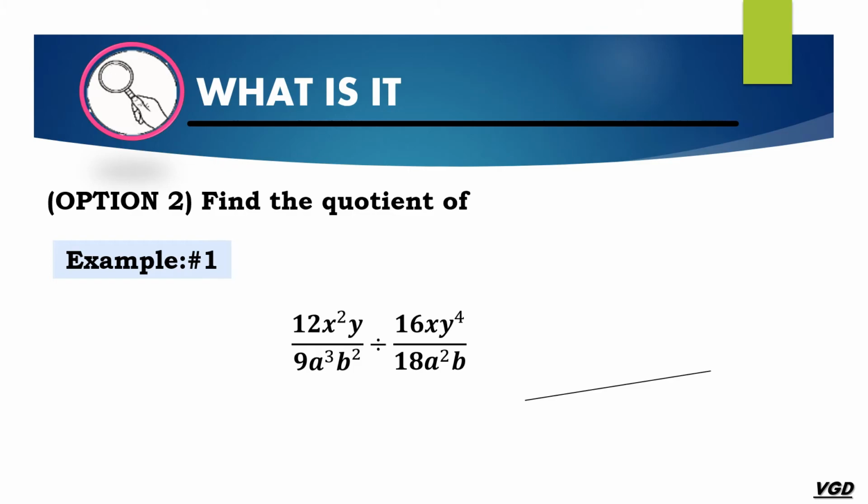Therefore, 12x squared y over 9a cubed b squared divided by 16xy to the power of 4 over 18a squared b is equal to 3x over 2ab y cubed. So it has the same answer as our option 1. And it's up to you what process you would like to follow.